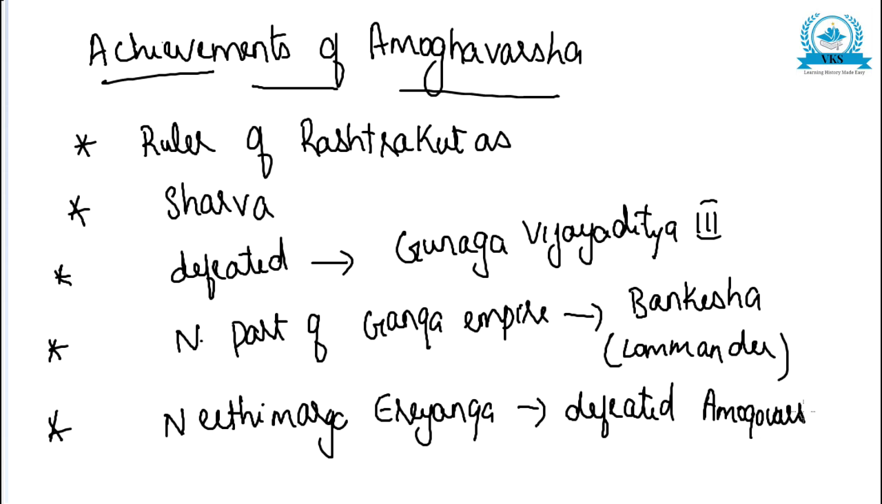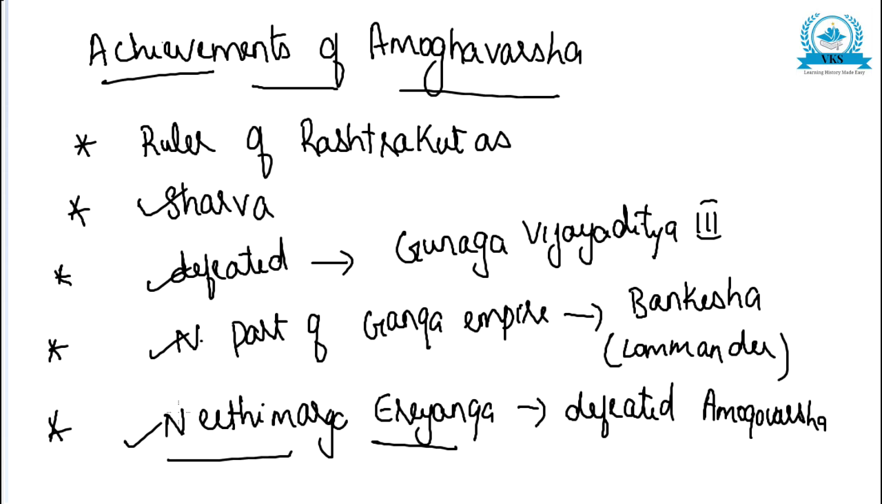That was an important incident in the rule of Amoghavarsha, that is, he was defeated by Nitimarga Ereyanga. Amoghavarsha was the greatest ruler of the Rashtrakutas. He was called Sharva. He defeated the Vengi Chalukyan ruler Gunaga Vijayaditya III. The northern part of the Ganga Empire was under the control of Bankesha, who was a commander of Amoghavarsha.